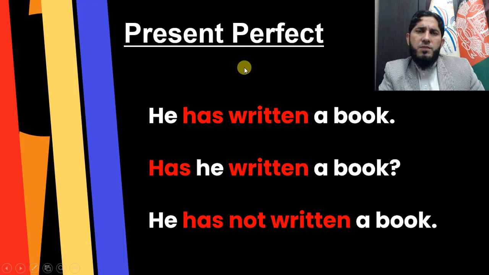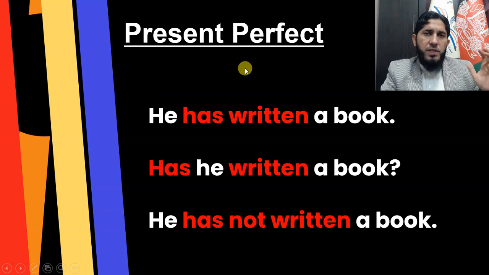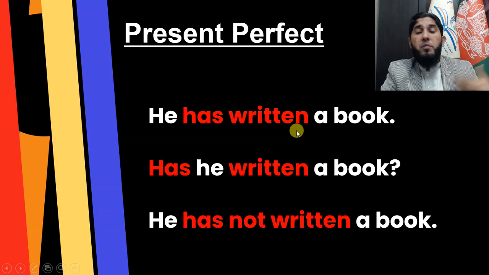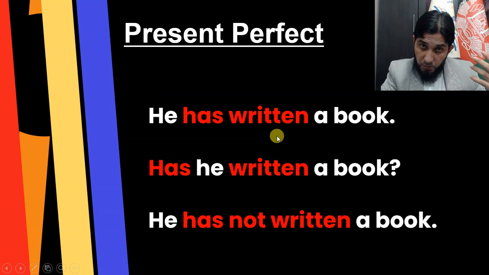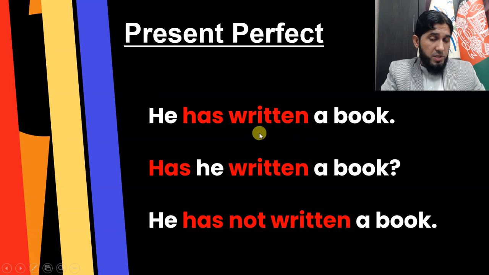Present perfect tense is mainly used to talk about an action that started and ended at an unspecific time before now, before present time. Okay, that's the main usage of present perfect tense. So he has written a book. It means that the action of writing a book started and ended at an unspecific time before now, before present time. So if you want to change it to question form, bring auxiliary has at the beginning.